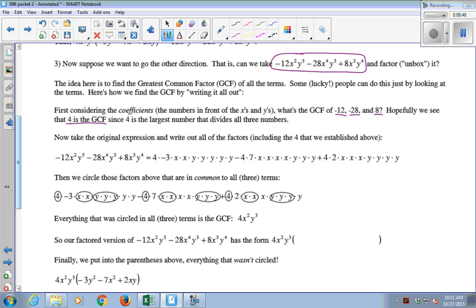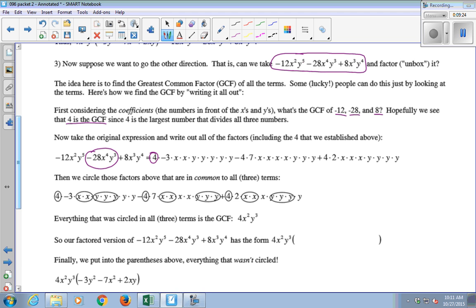Okay. My next term, instead of negative 28, I write negative 4 times 7, or minus 4 times 7. Instead of x to the 4th, x times x times x times x, and instead of y cubed, y times y times y. And then my last term, the 8x cubed y to the 4th, rewrite the 8 as 4 times 2. X cubed is x times x times x, and y to the 4th is y times y times y times y. So I've expanded it all out. Okay. And then I circle factors that are common to all 3 terms.